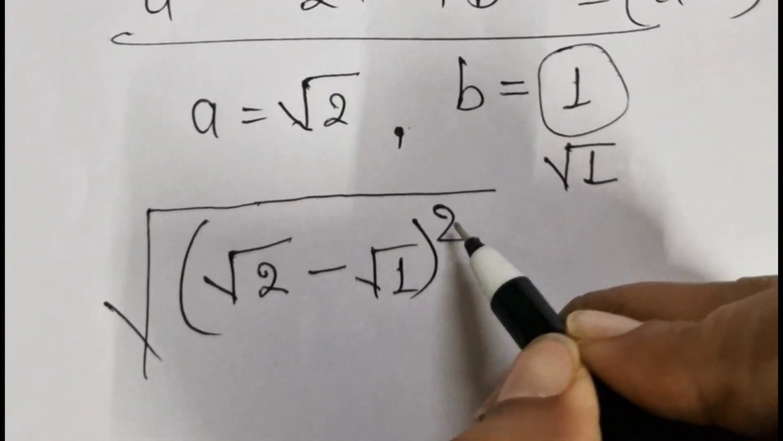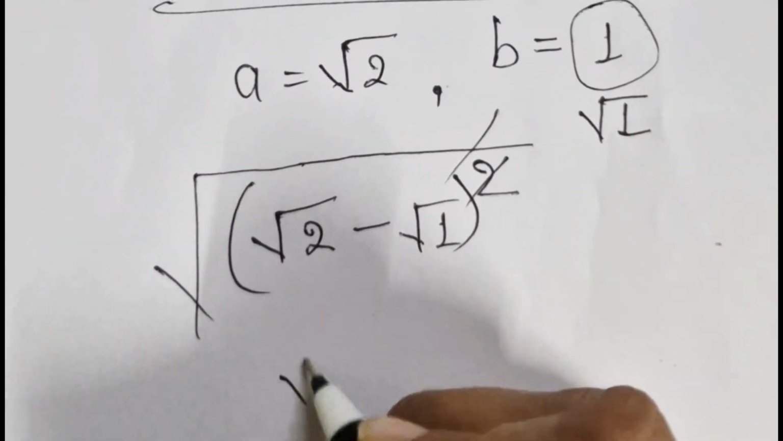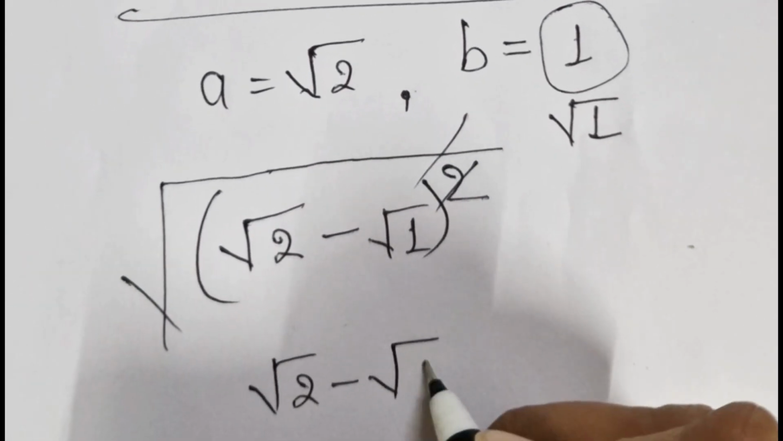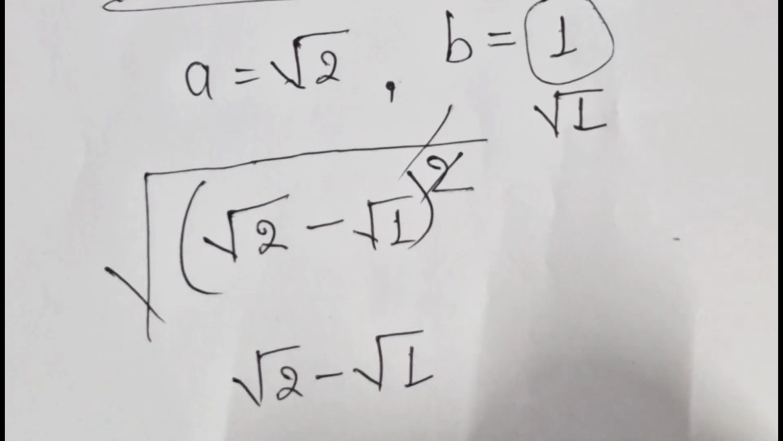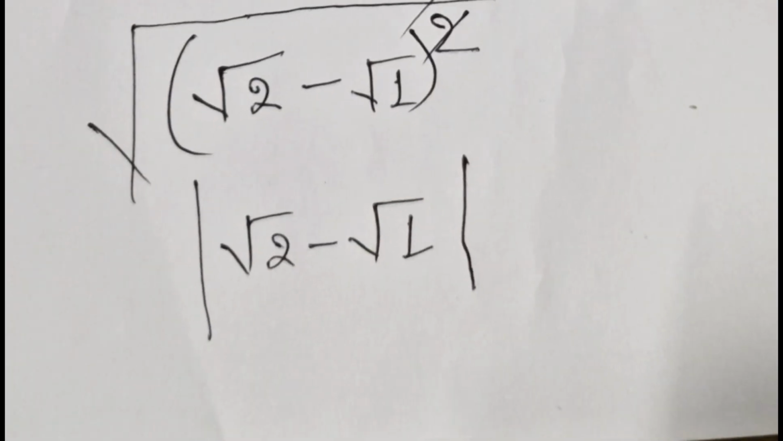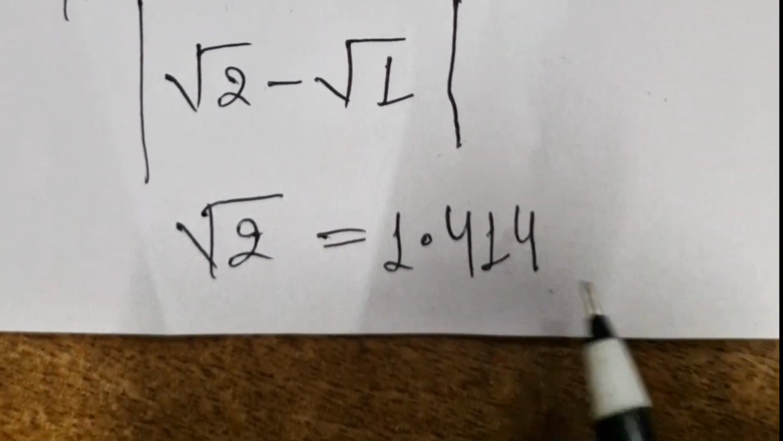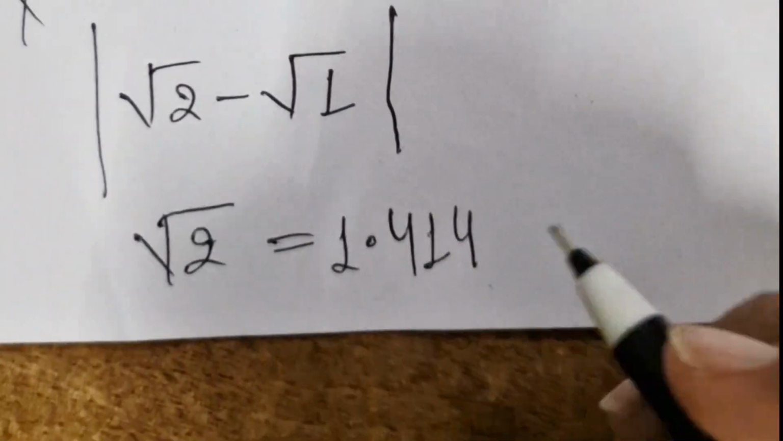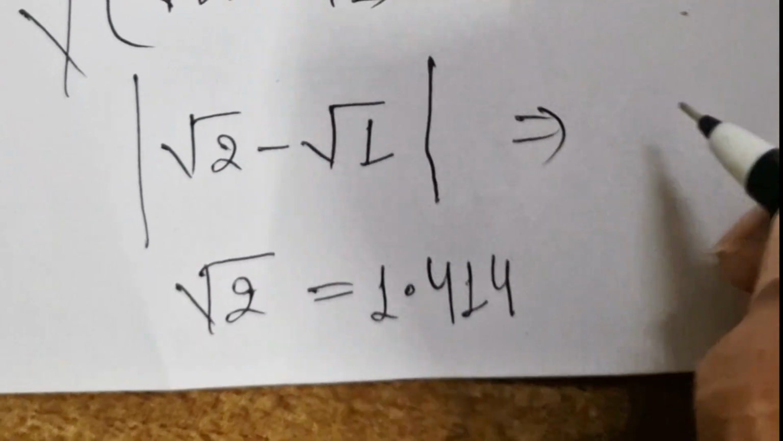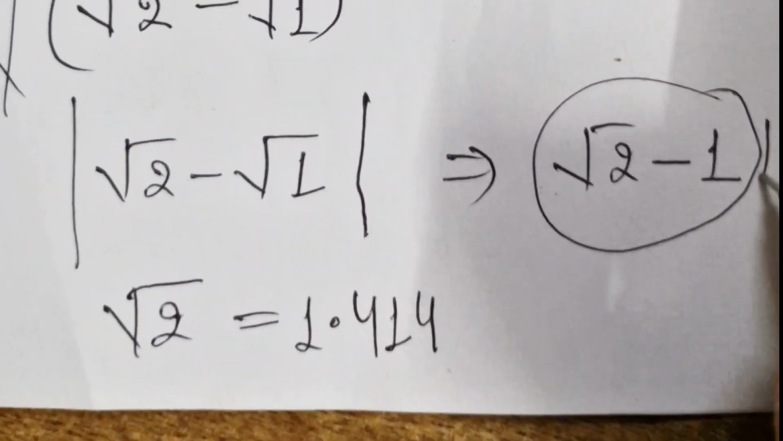Okay. So now the square and under root will be cancelled, and only root 2 minus root 1 will remain. So we will write this in the modulus, between the modulus, so the value will be positive only. So we know the value of root 2 is what? The value of root 2 is 1.414. So your answer will be root 2 minus 1. So this is your answer.